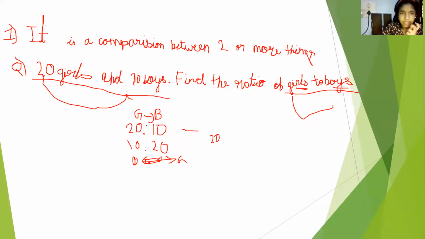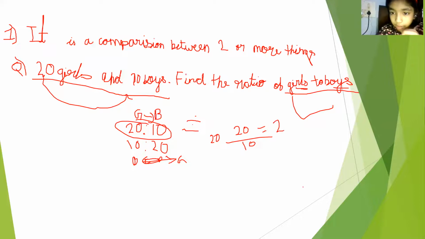Now, ratio doesn't mean only this. Ratio means division also, as I already told you. So you have to divide 20 divided by 10. You can even simplify it. It's basically writing it like this. So it will be 2 raised to 1.